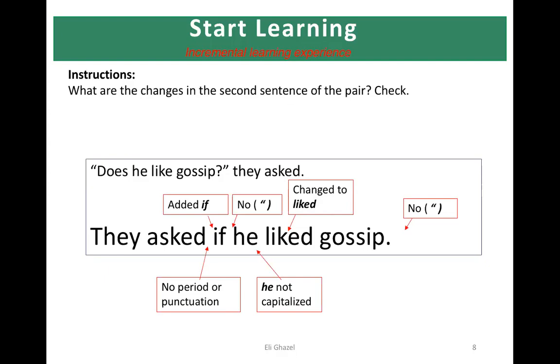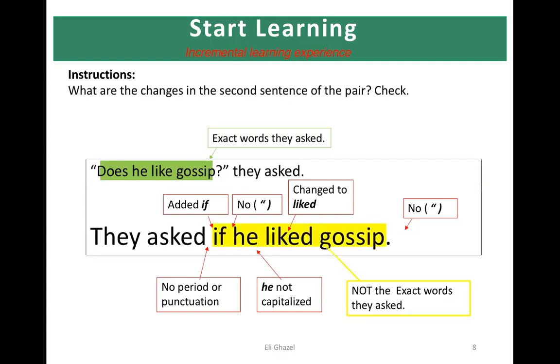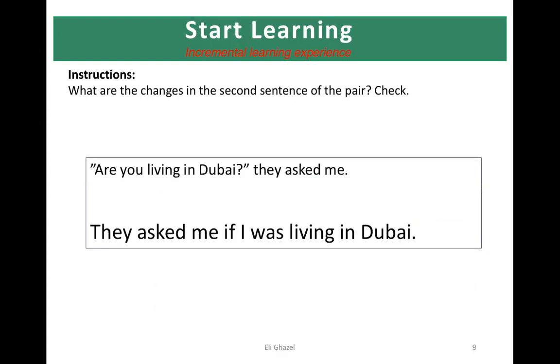Remember, in lesson 1 out of 6, we focused on the mechanics, the capitalization and punctuation. In the second lesson, we focused on the noun clause in the reported speech. In this lesson, we're going to focus on the direct question, and how we report it with if and whether, more common. So these are the exact words that they said: Does he like gossip? These are the exact words. And these are not the exact words: if he liked gossip. Let's look at the second one.